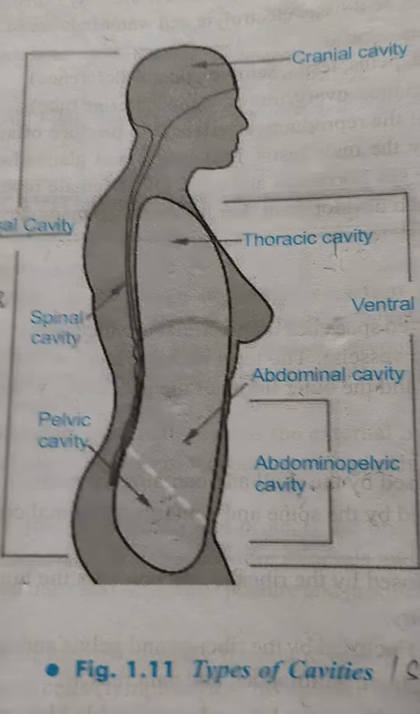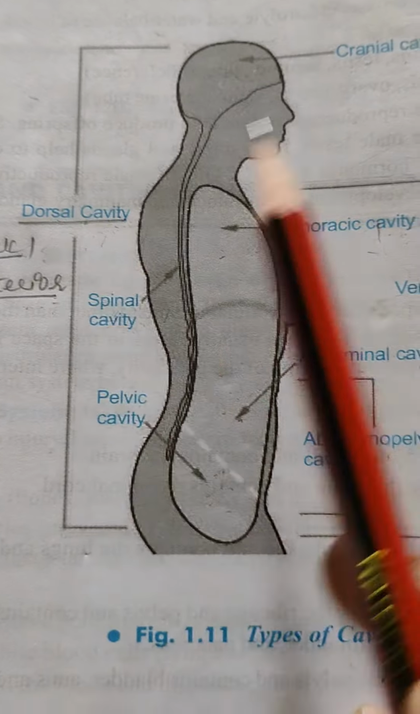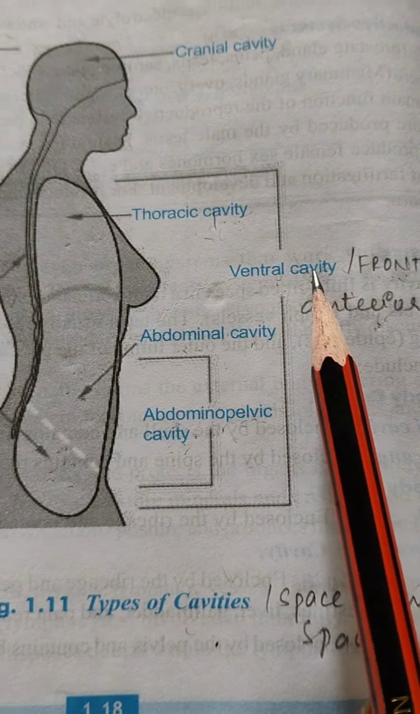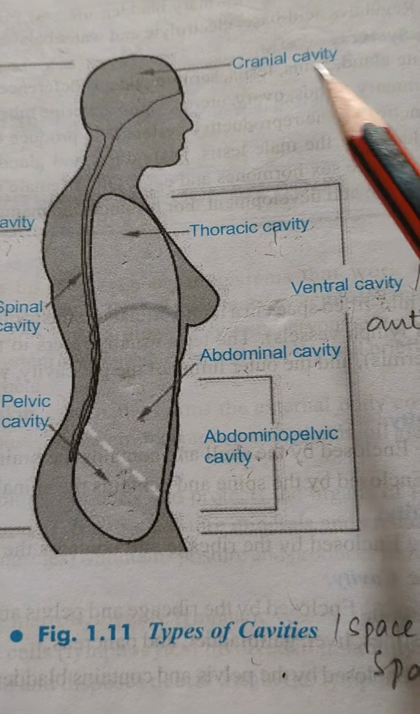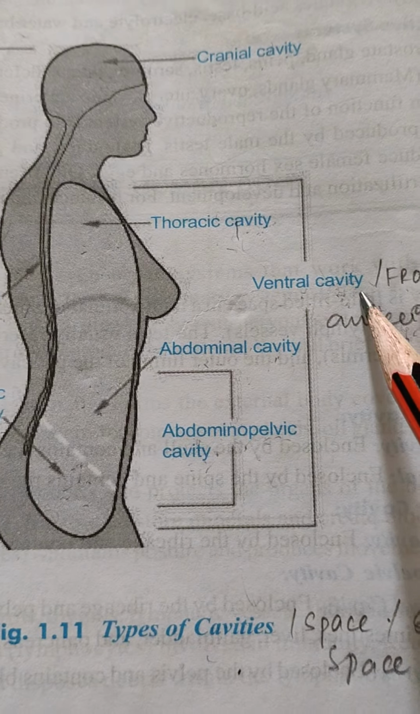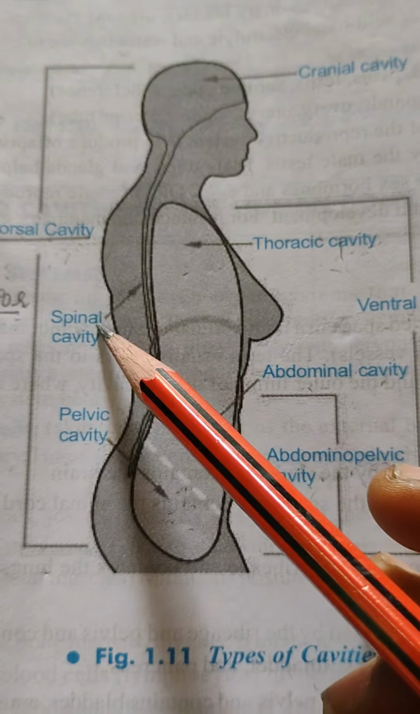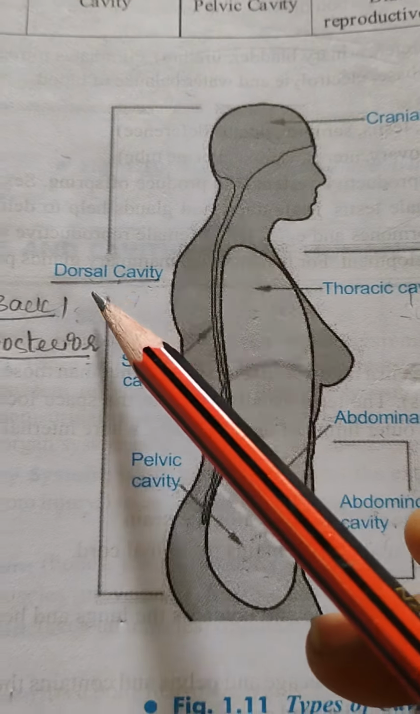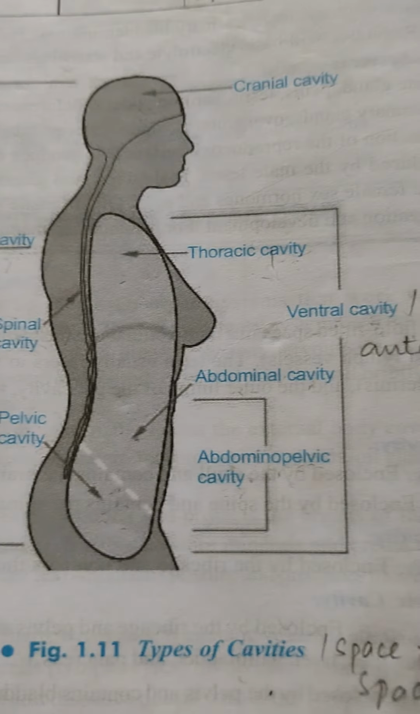Again, I am recalling the topic. The cavities are divided into mainly the dorsal cavity and the ventral cavity. Thoracic cavity, abdominal cavity, and pelvic cavity form the ventral cavity. Spinal cavity and cranial cavity form the dorsal cavity.